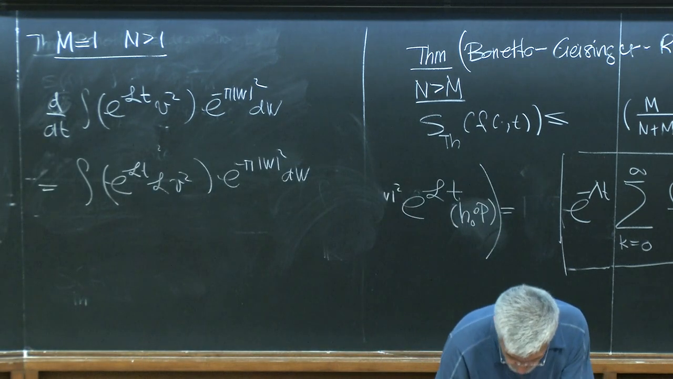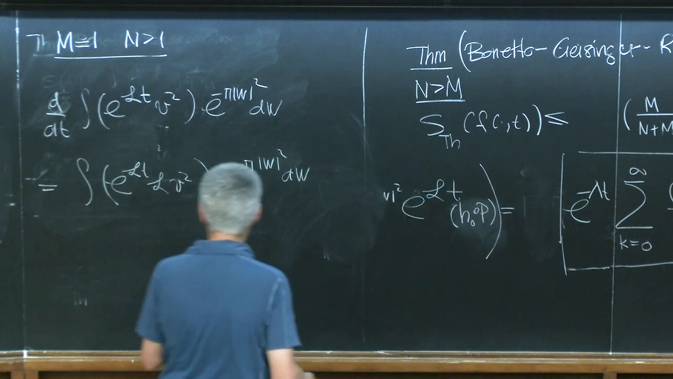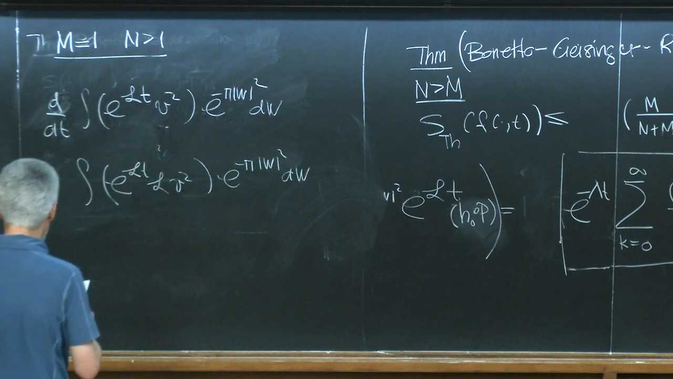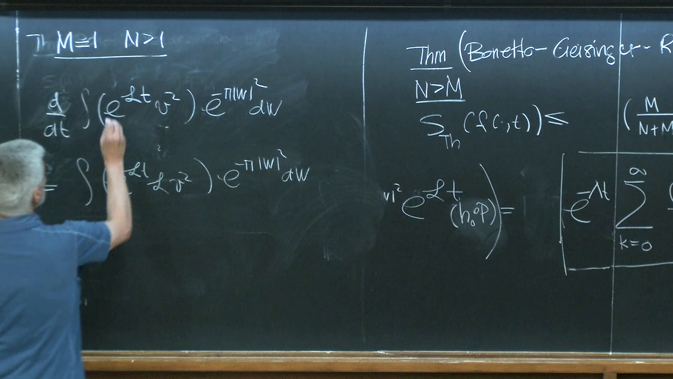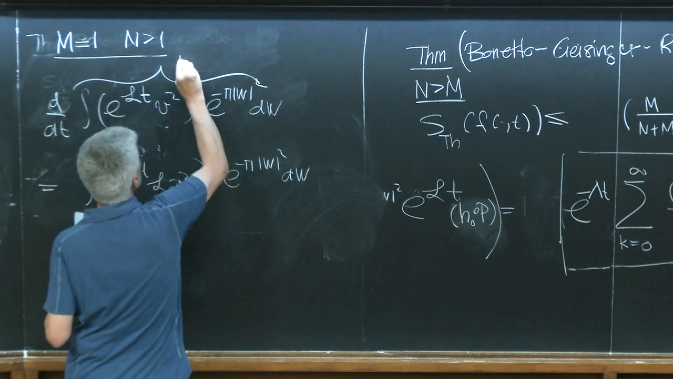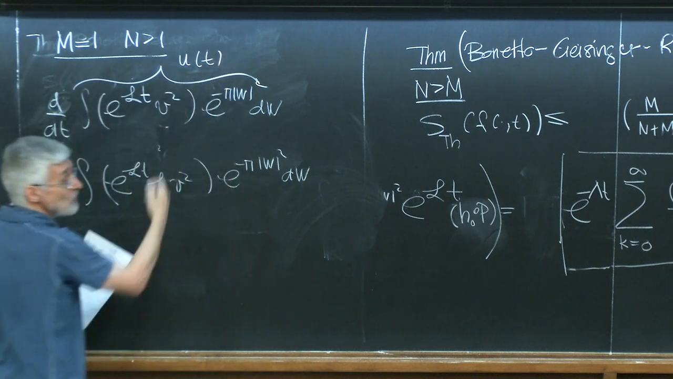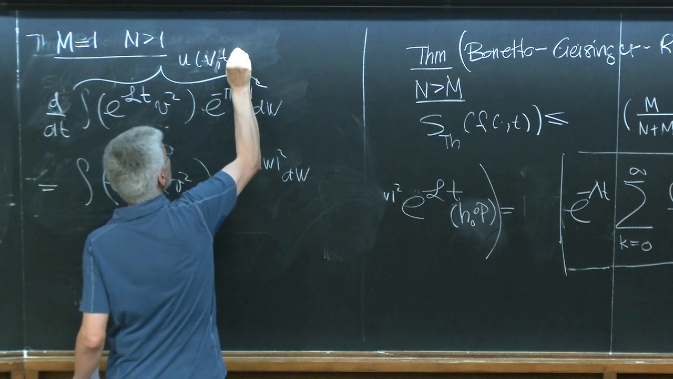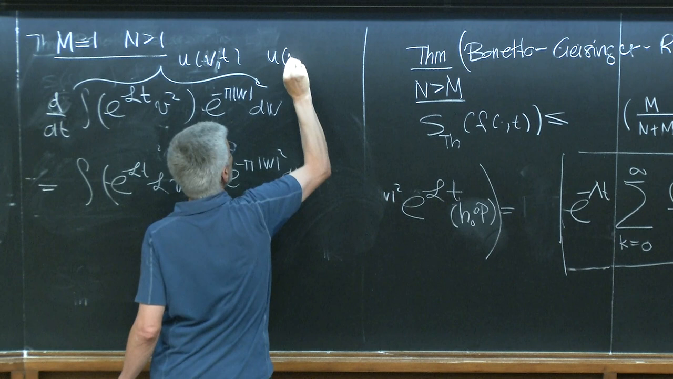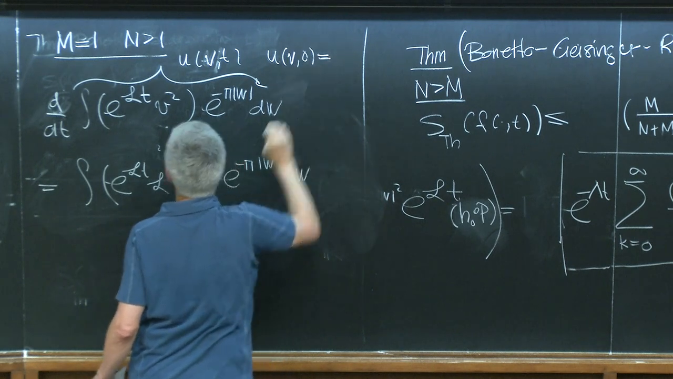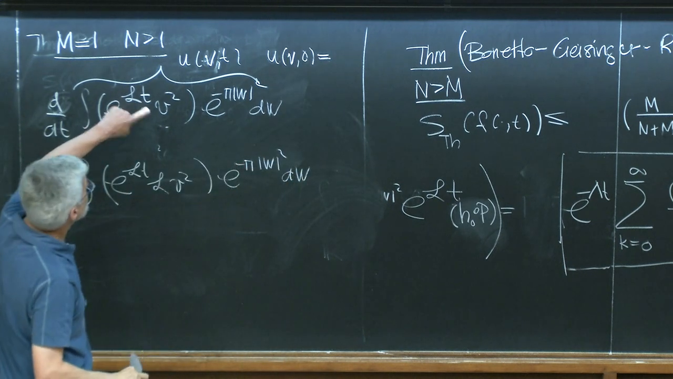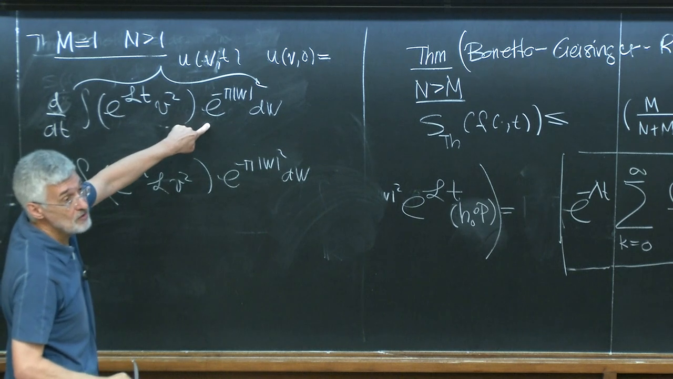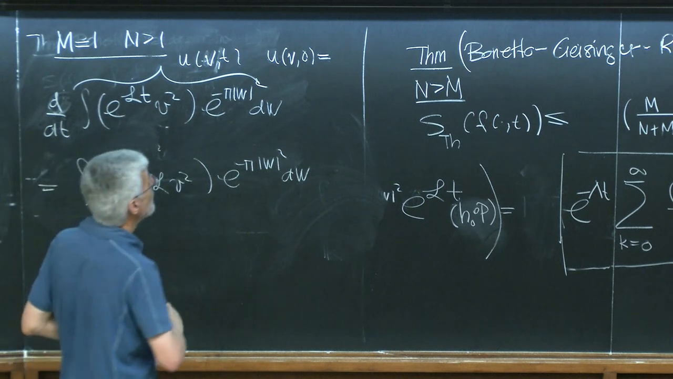When you do this computation more or less carefully, what you find out is that this, let's call this function u of t, depends, of course, on v. U of 0 and of v is what? Well, when t is equal to 0, you just get v squared integrated against the Gaussian w, that's v squared.